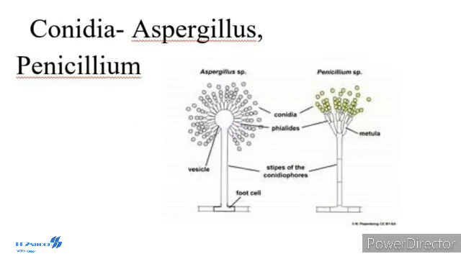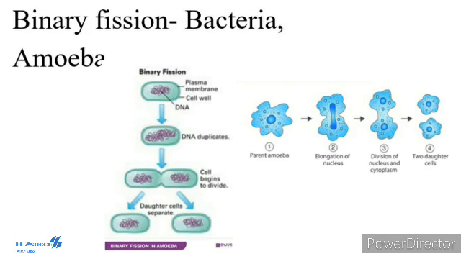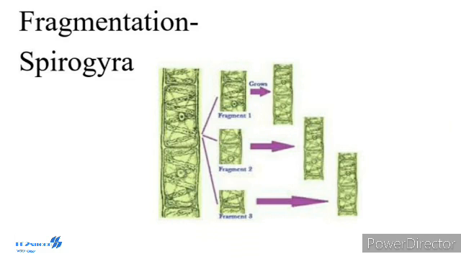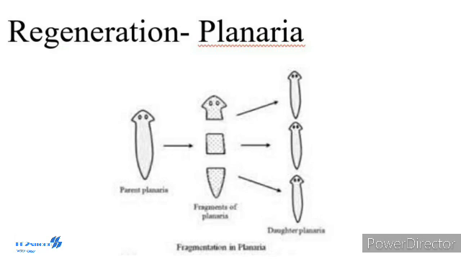Asexual reproduction in living organisms occurs by the production of conidia, example Aspergillus and Penicillium. Budding, example Hydra and yeast. Binary fission, example bacteria and amoeba. Fragmentation, example Spirogyra. Protonema, example mosses. And regeneration, example planaria. Exceptions are the sterile worker bees and mules.